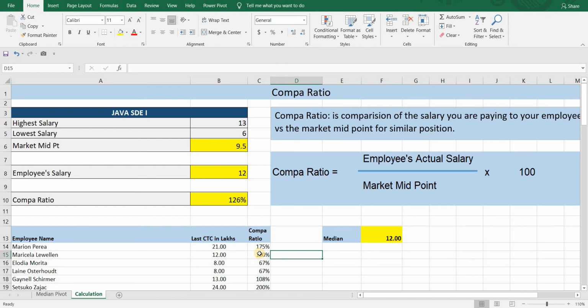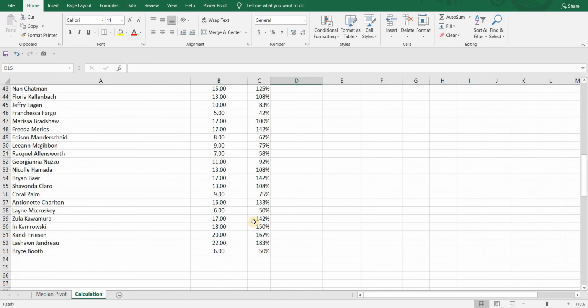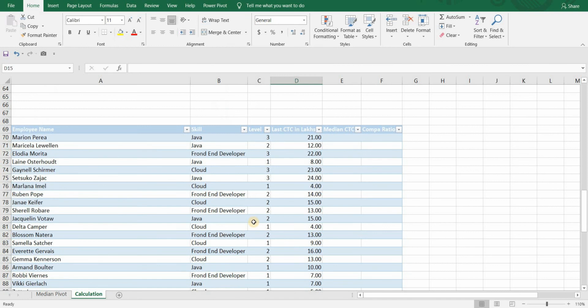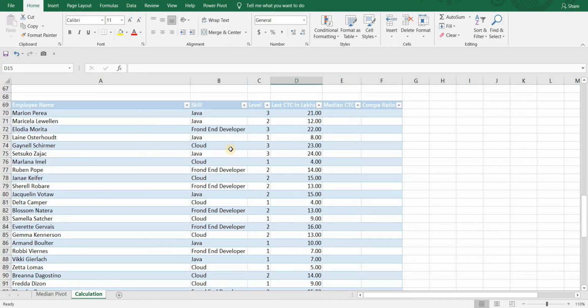Now, if you are a HR student, this video is more or less enough. However, if you are working as a HR professional and you want to implement compa ratio in a live environment, you would understand the employee data is not as simple as this. You would have a data something like this, where you will have employees with multiple skills working at different levels.